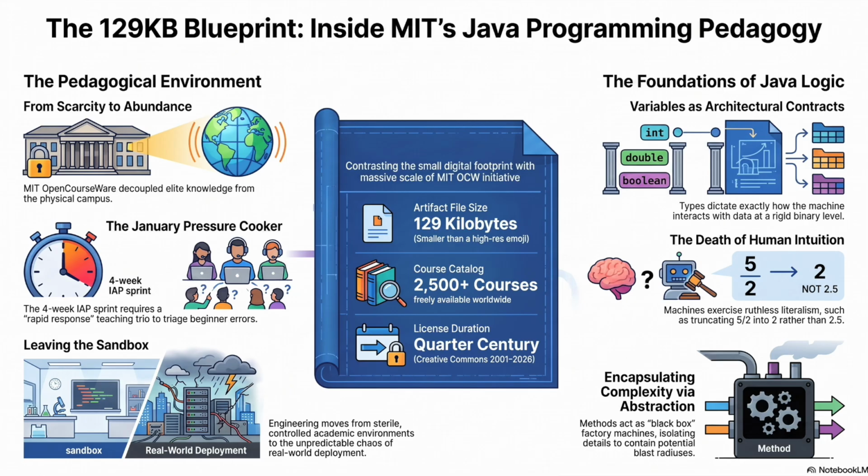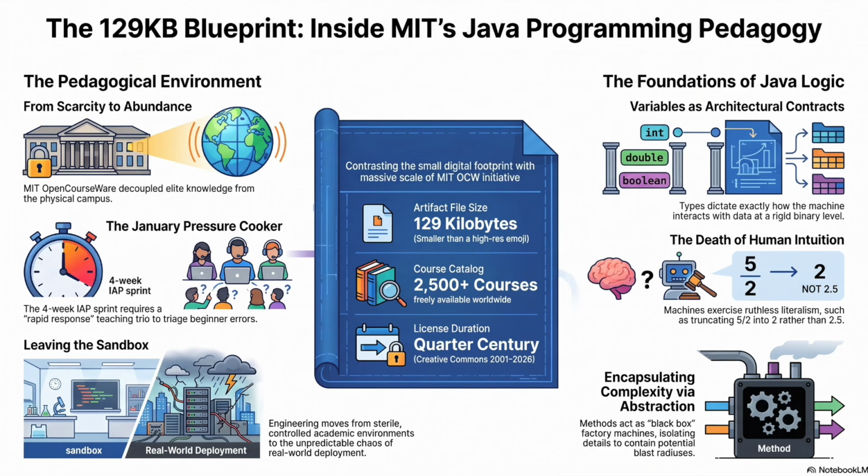Okay, let's unpack this, because while it might just look like a basic list of concepts and a quick download link, this document is an absolute portal. It really is. It's a direct blueprint of how elite institutions construct the foundational mental models of software engineering for their undergrads. And before we even analyze the code itself, we really need to examine the delivery mechanism, because the medium is inextricably linked to the message here.